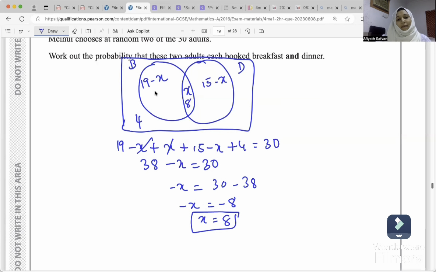Therefore, 19 minus 8 is 11. 15 minus 8 is going to be 7. Correct.